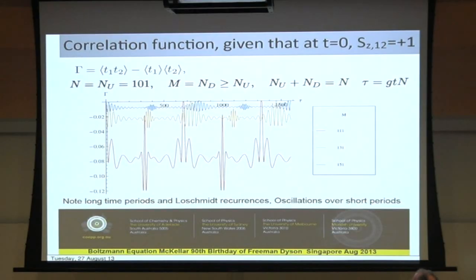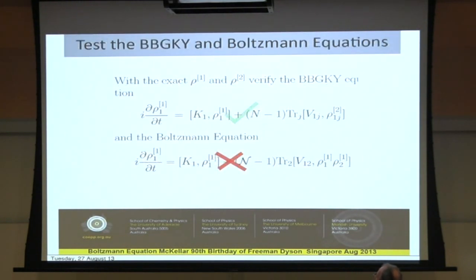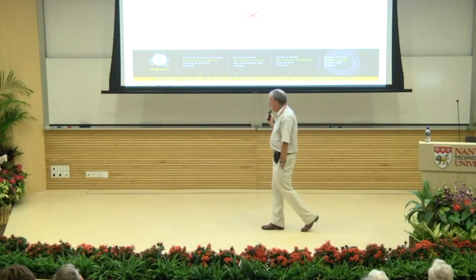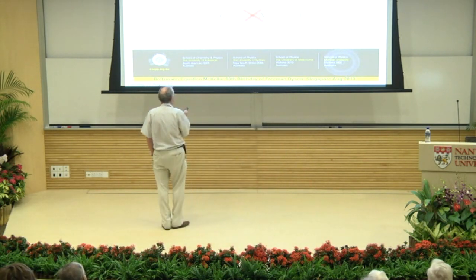And this is another one of the correlation functions, a different choice of numbers of spin-ups and spin-downs to begin with, but you get the same type of behavior, oscillatory behavior on the short term, and then long period oscillations as well. Again, the same type of behavior. So you can work everything out. You've got the n-body density matrices. You can go away and calculate and do the whole thing. And you find that the Boltzmann equation gives the wrong answer, whereas the first of the BBGKY equations does give you the right answer. So there's nothing wrong with the BBGKY equations. It's all wrong with the Boltzmann equation.